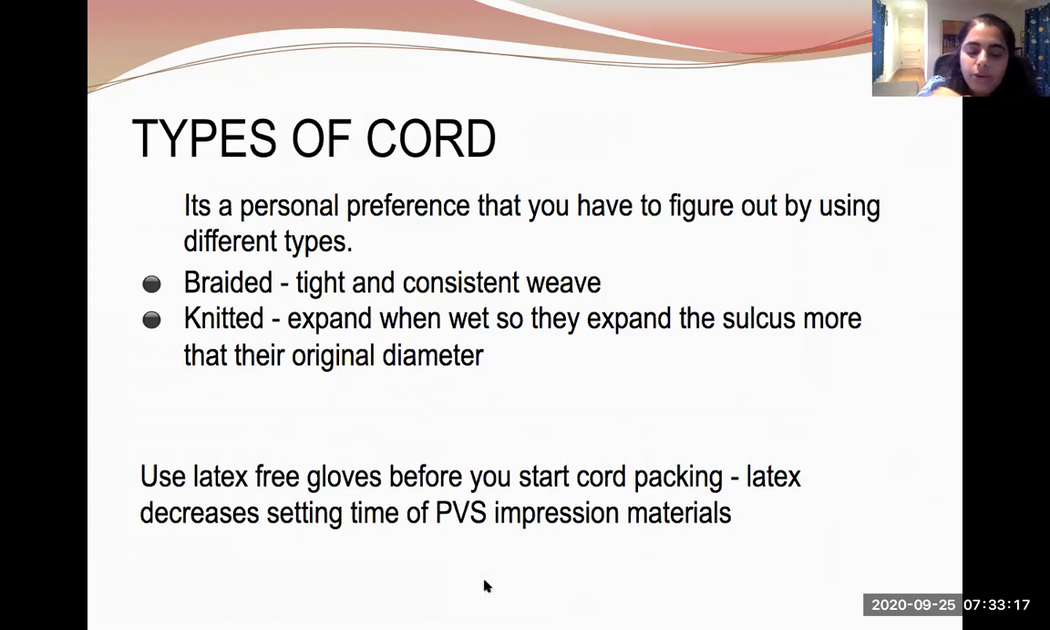With either the braided or the knitted, there's a variety of diameters and sizes that allow for ease of placement in tighter and healthier gingival sulcus, and ultimately it's a personal preference.